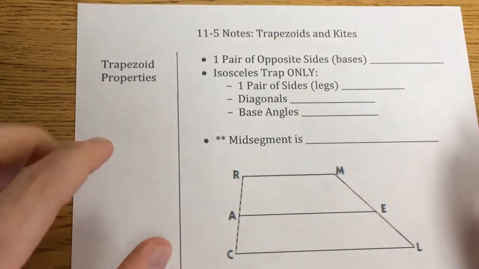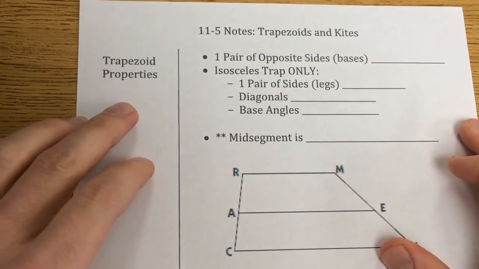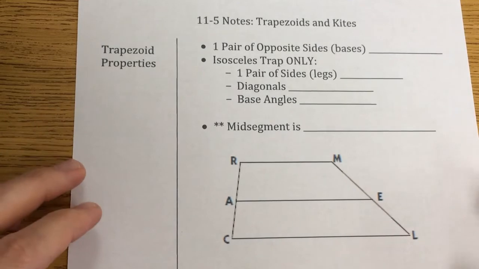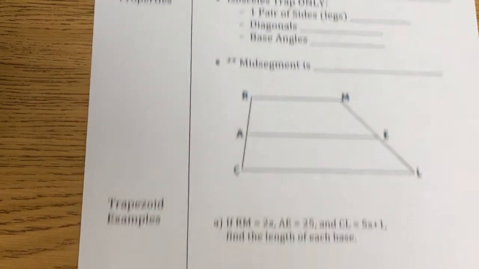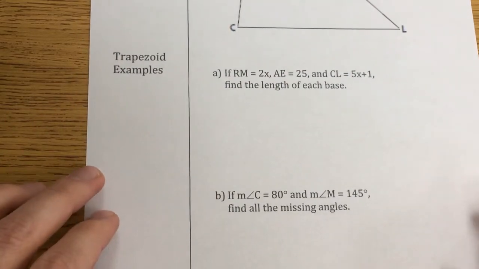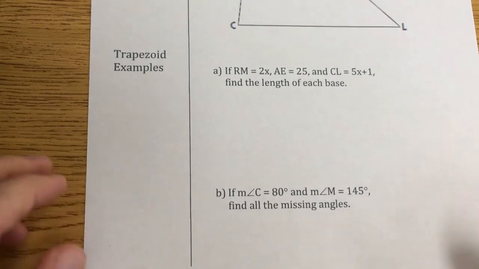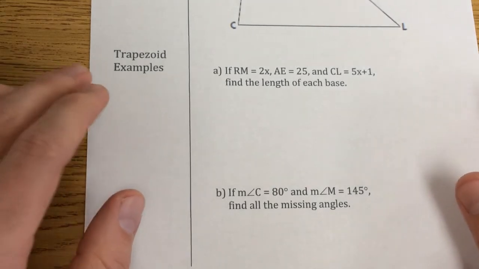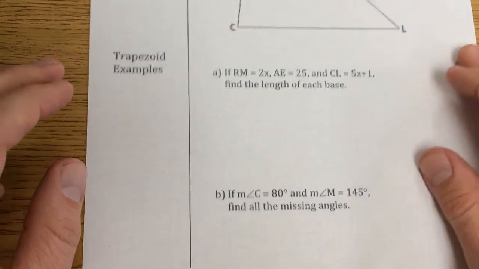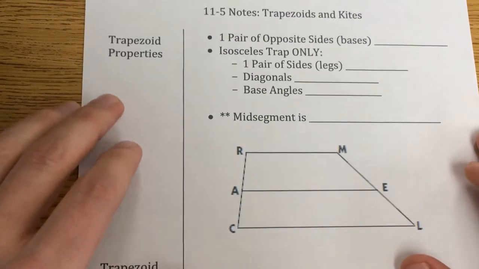Let's get started. We've got trapezoid properties first. If you want to pause the video, copy this down, and come back to it. I'm also going to scroll up here. If you want to copy this down, here are my examples. You can copy that down so that while I'm going through this, you don't have to pause it intermittently. Do it all now. All right? First thing, we're going to go through our properties first.